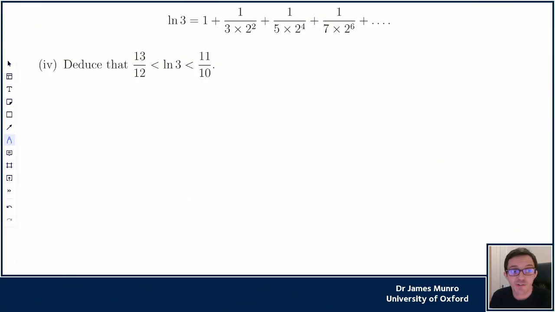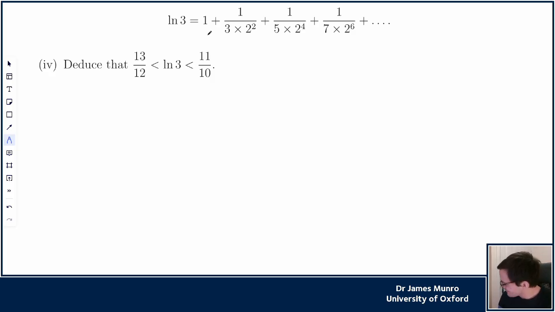Part 4, we're asked to deduce that, using the thing we just did. Log 3 is between 13 over 12 and 11 over 10. Let's do the small side of the inequality first this time. I want to work out what these fractions are. This is 1, so log 3 is bigger than 1. I think we knew that already.